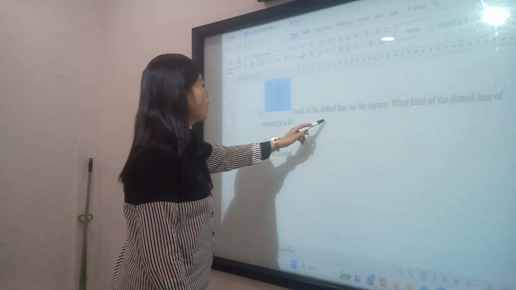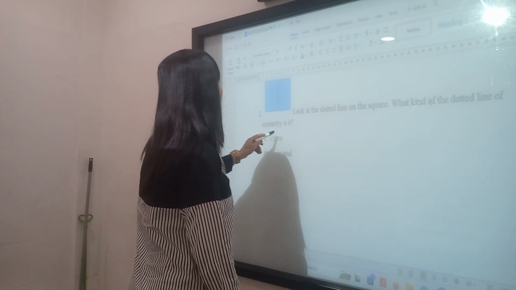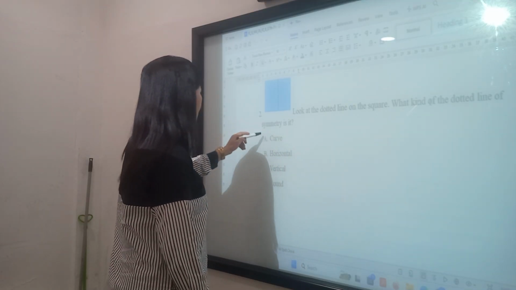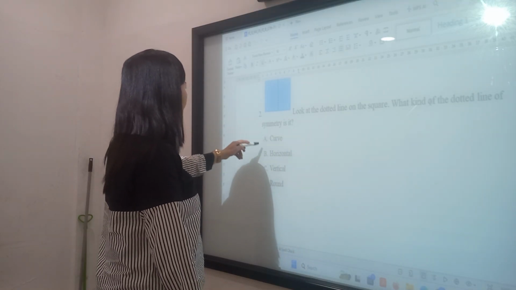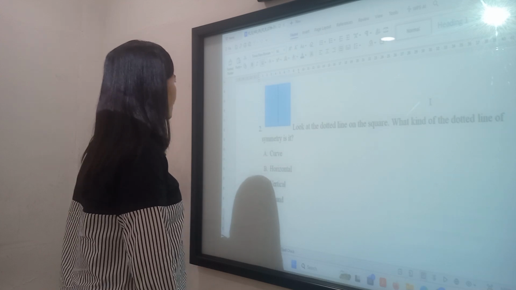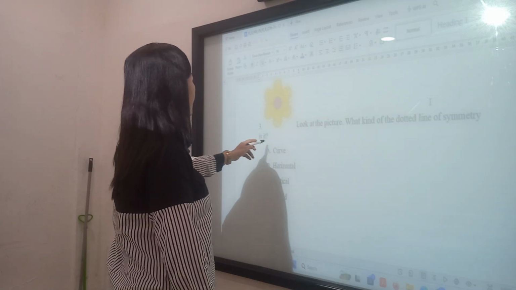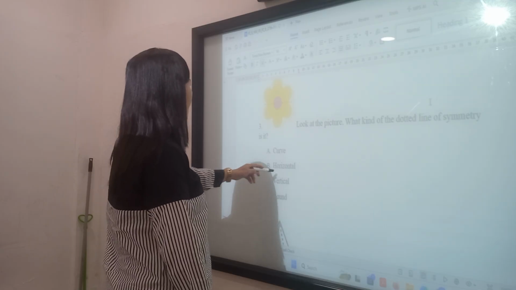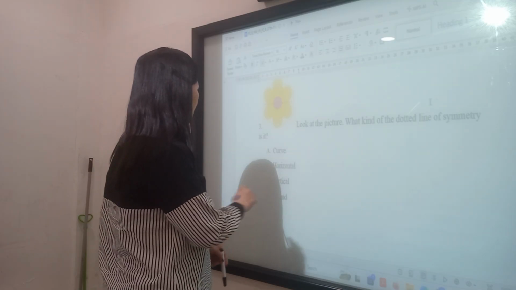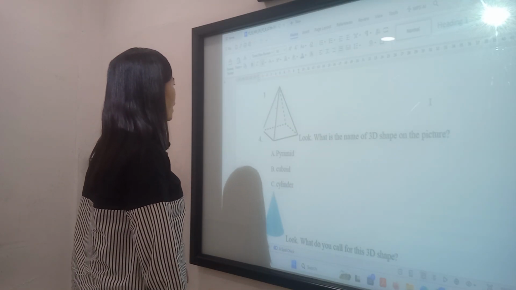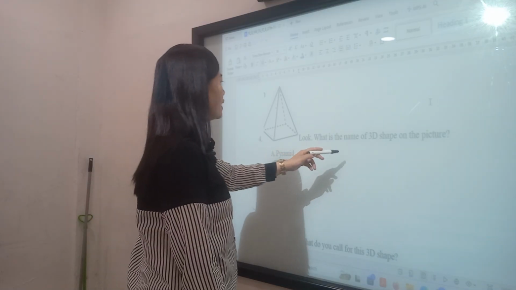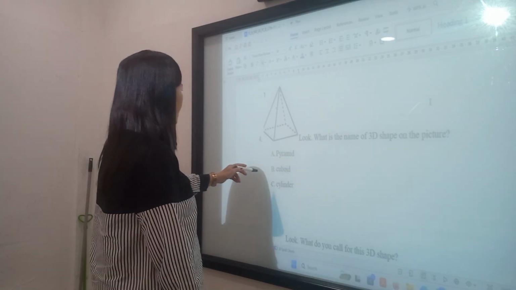Look at the dotted line on the square. What kind of dotted line of symmetry is it? Is it vertical? C. Okay, look at the picture. What kind of dotted line of symmetry is it? Is it horizontal? Yeah. Next.